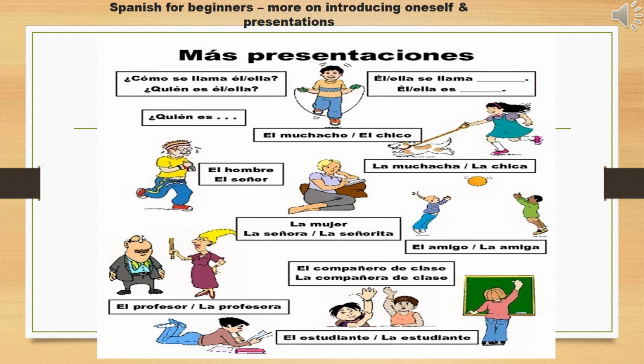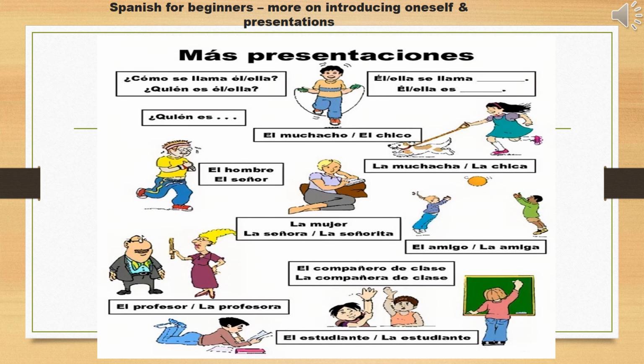So let's look at the vocabularies there. So after you've said ¿quién es? Let's look at the vocabularies. You repeat after me. El muchacho. So muchacho is boy. Or you can say el chico.